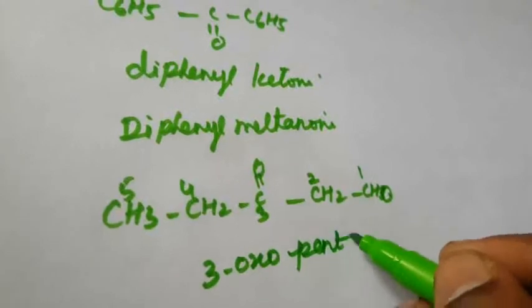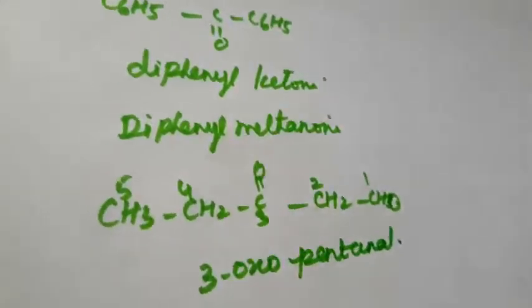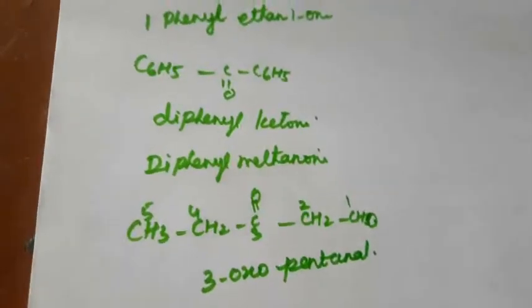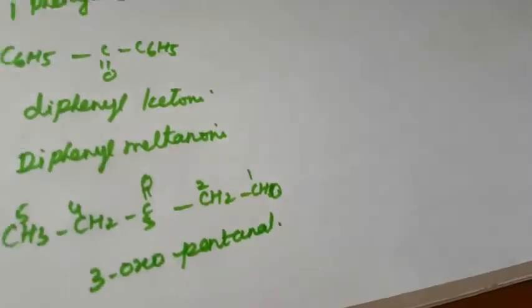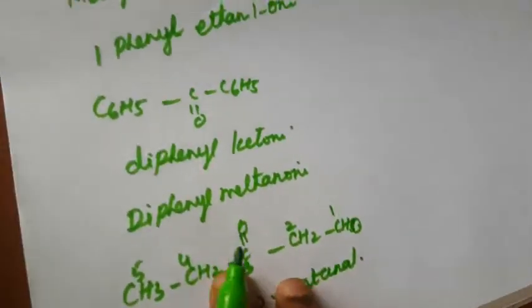3-oxo-pentanal: 5 carbon, that is pentanal, an aldehyde. Okay, so this is the IUPAC name. So these are all the IUPAC names of these compounds. Another compound with 2 functional groups, right?